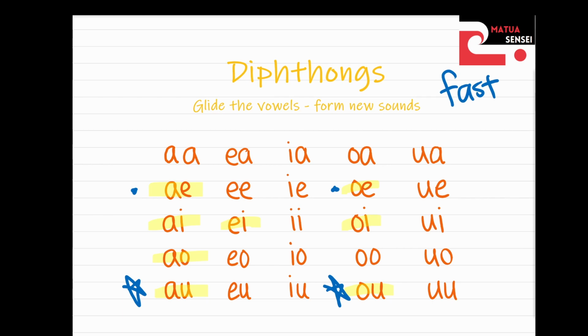First one, au, when you combine it and glide it and say a little bit fast, it sounds like oh. The next one, o. Remember to glide the vowels and form a new sound and say it fast. Now these two sounds are different. They are quite different, so make sure you get that right.